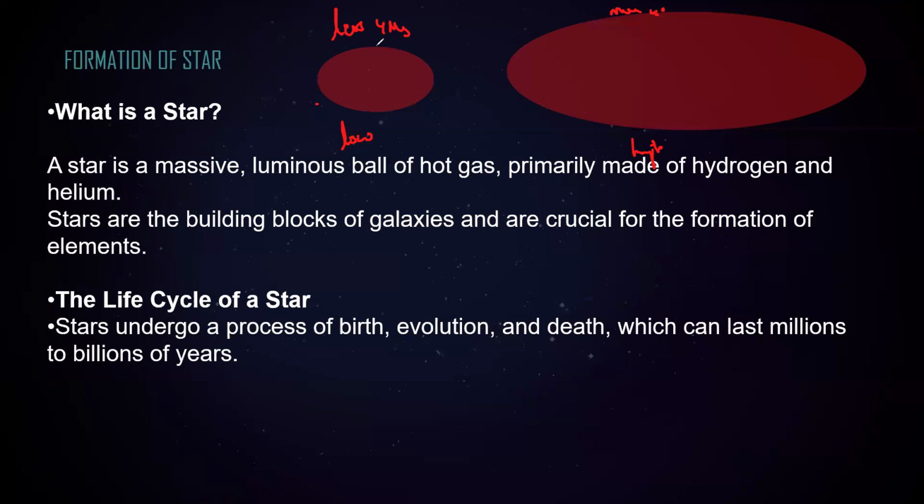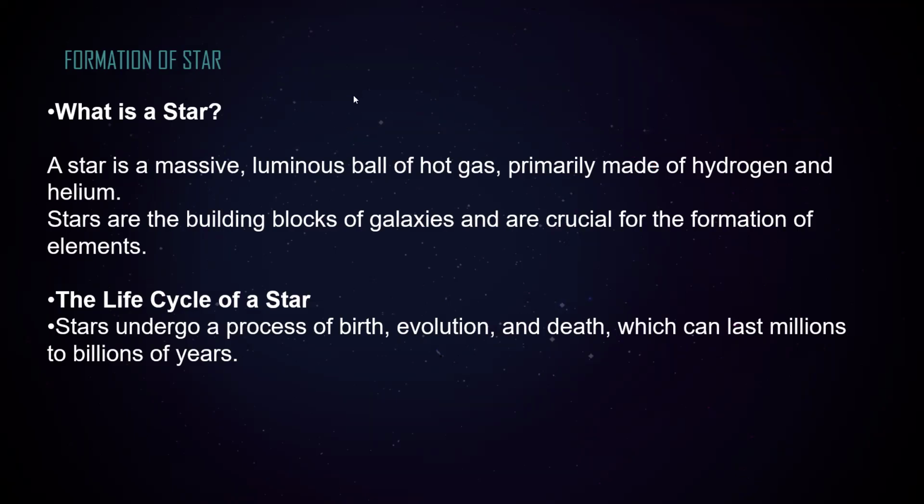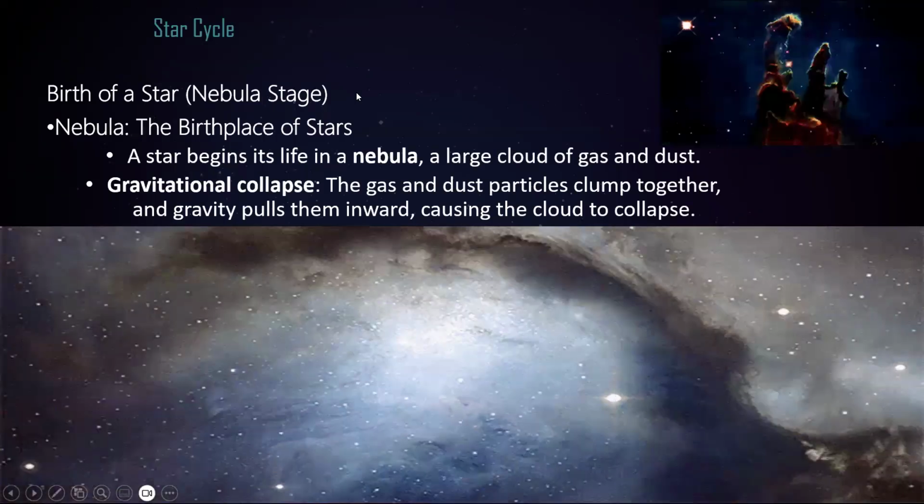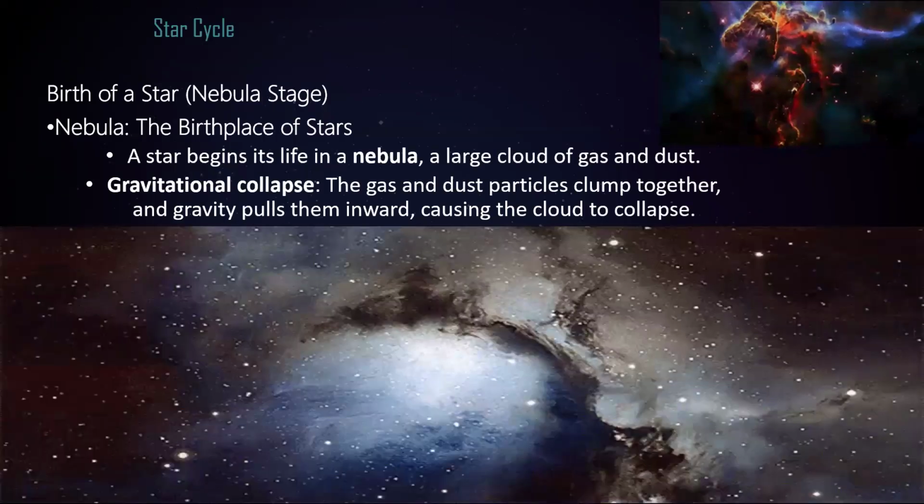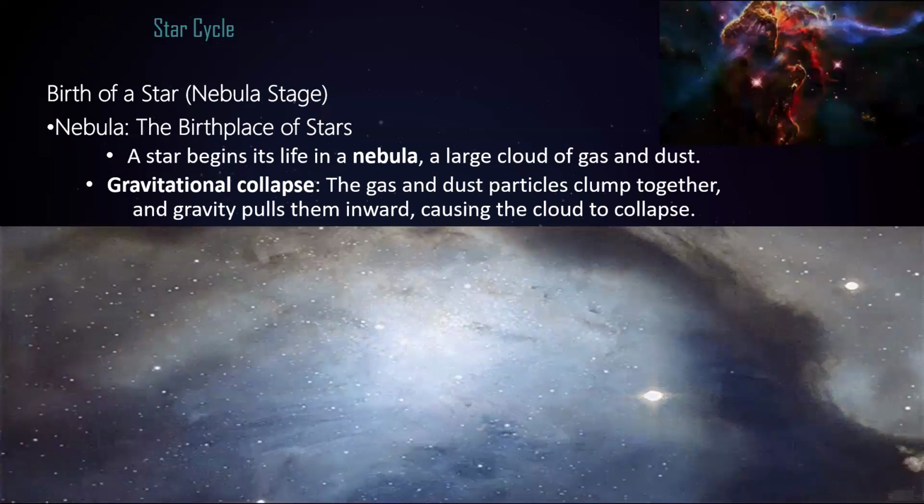Both start with an interstellar cloud. What is an interstellar cloud? An interstellar cloud consists of dust and gas. But what is the difference between the low mass and the high mass star? They contain different amounts of dust and gas. A high mass star contains a greater amount, whereas a low mass star contains a smaller amount. So first, how did the star start? The star started with an interstellar cloud, or we also call it a nebula.